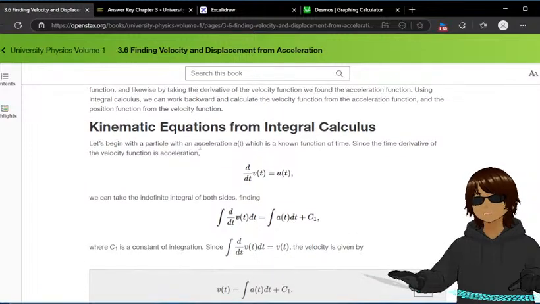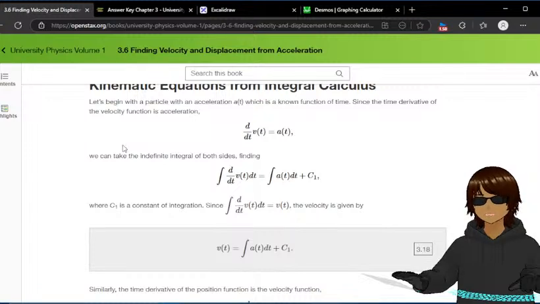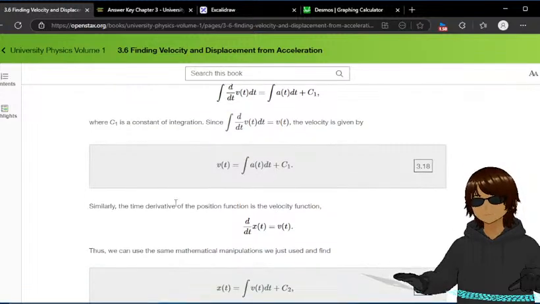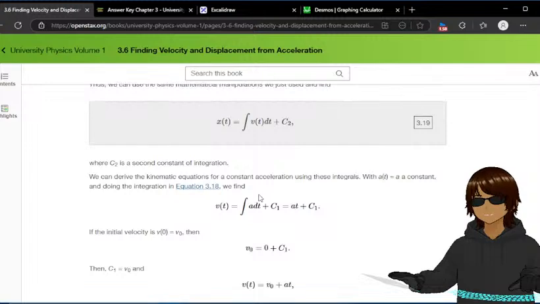Let's begin with a particle with an acceleration a, which is a known function of time. Since the time derivative of the velocity function is acceleration, we have dv/dt equal to acceleration. We can take the indefinite integral of both sides, where c1 is a constant. Since this is equal to velocity, velocity is given by the integral of acceleration plus c1. Similarly, for position, we have this.